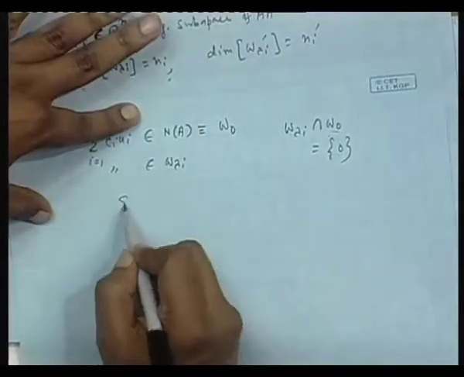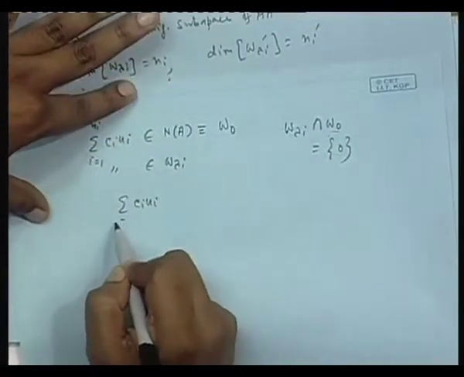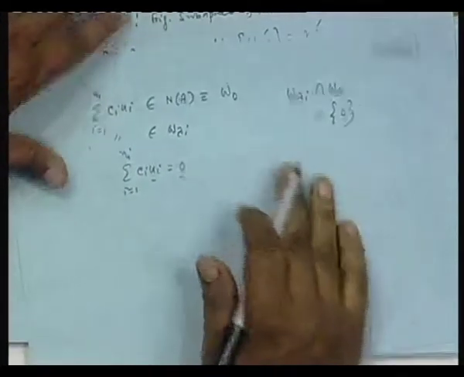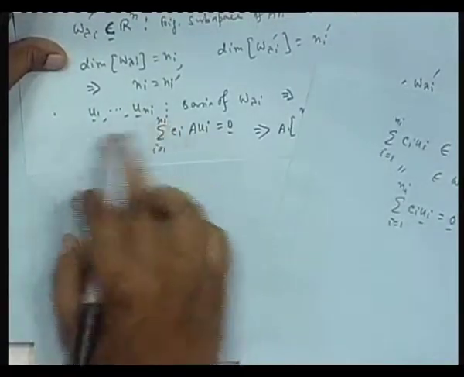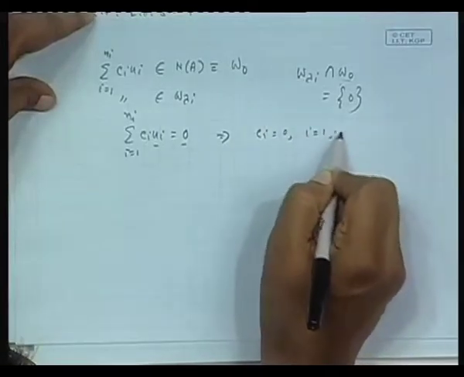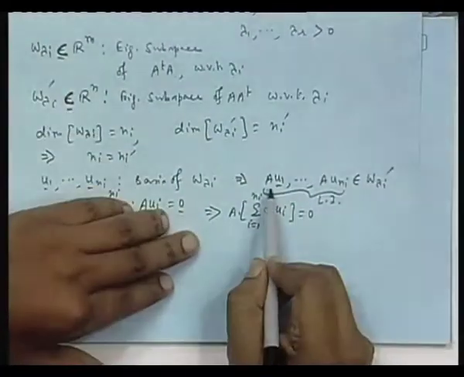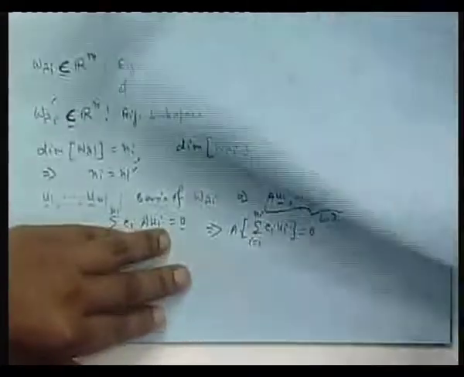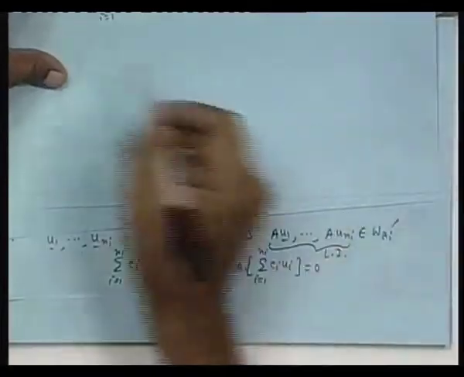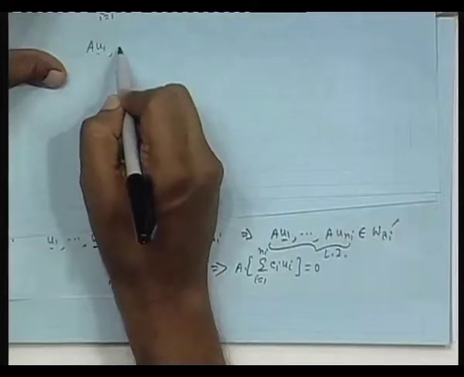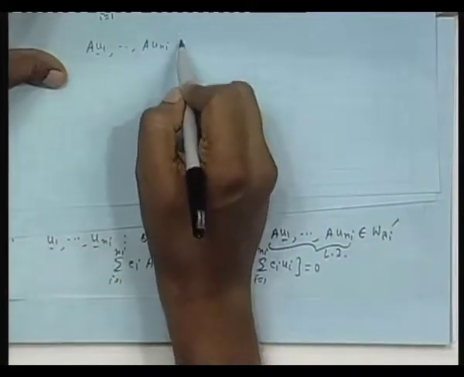That means the summation C I u I is 0, but u1 to u n I are a basis, so they are linearly independent. So that means C I equal to 0, I equal to 1 dot dot dot n I. This only means that these elements are linearly independent, that is A u1 dot dot dot A u n I are linearly independent.